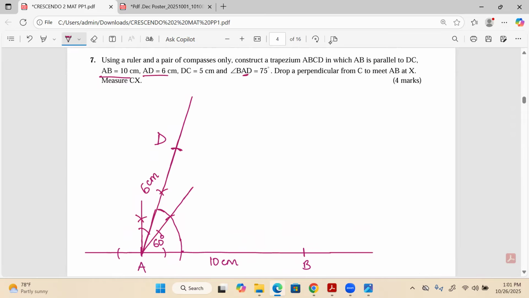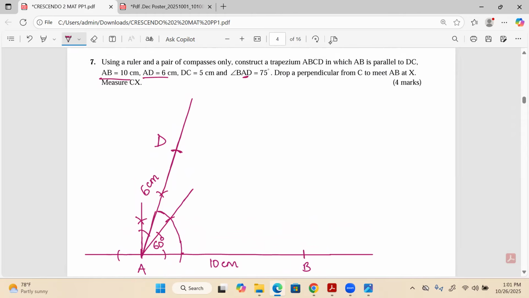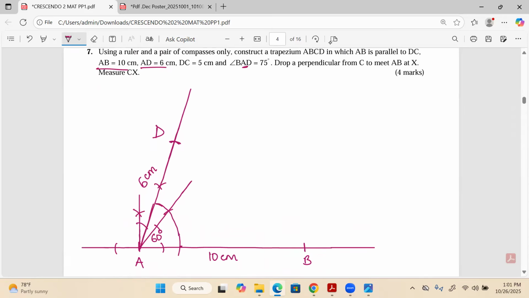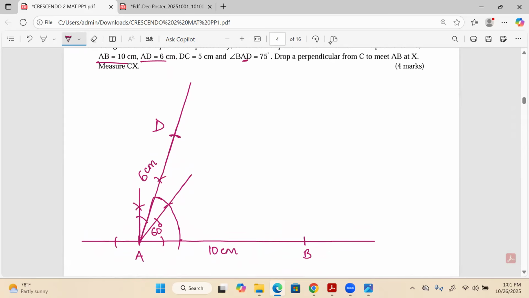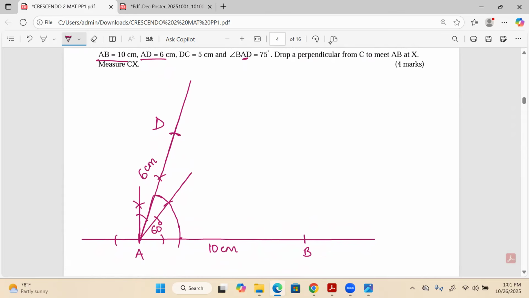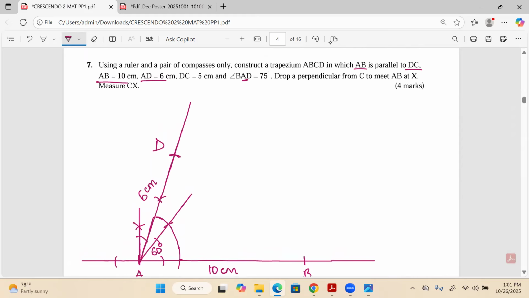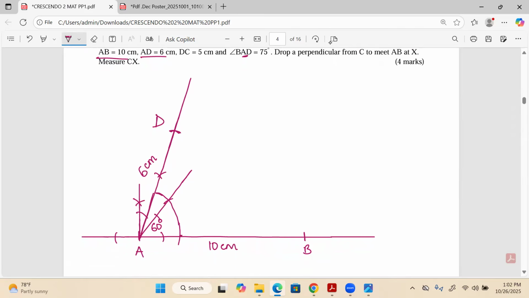What else have we been given? The length from D to C is 5 centimeters. Now this means that we can first of all draw a parallel line to AB. Which lines are parallel? DC and AB. Therefore, it's like we're using the parallelogram method. It's like we want to do a parallelogram. So you stand at B with 6 centimeters and you make an arc. Then you stand at the other point with 10 centimeters and you again make an arc.